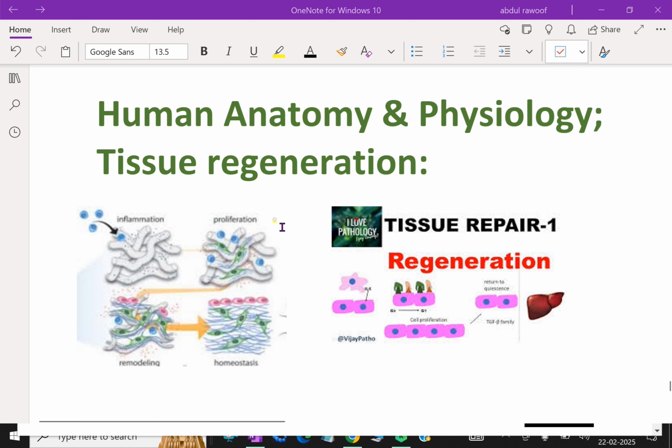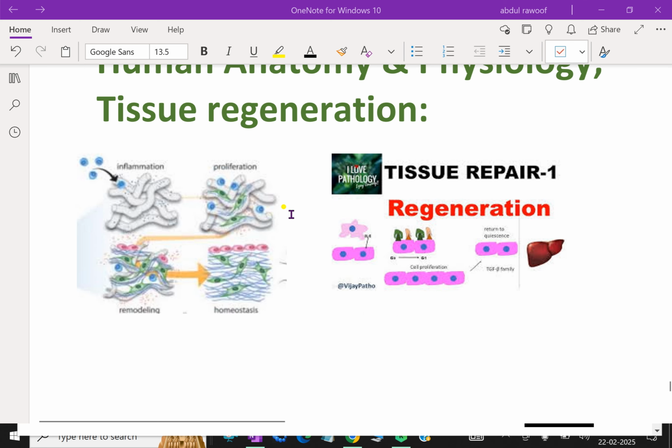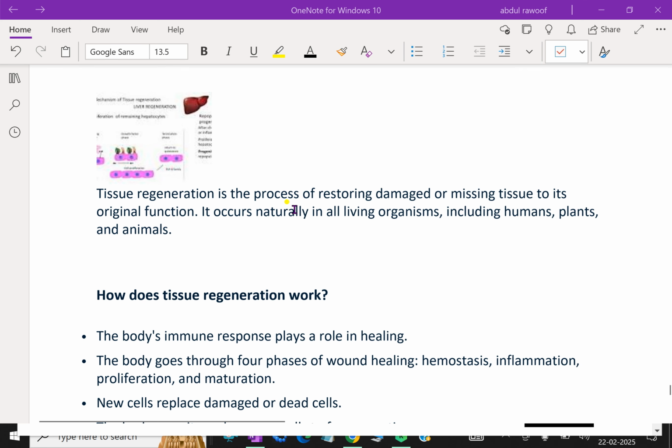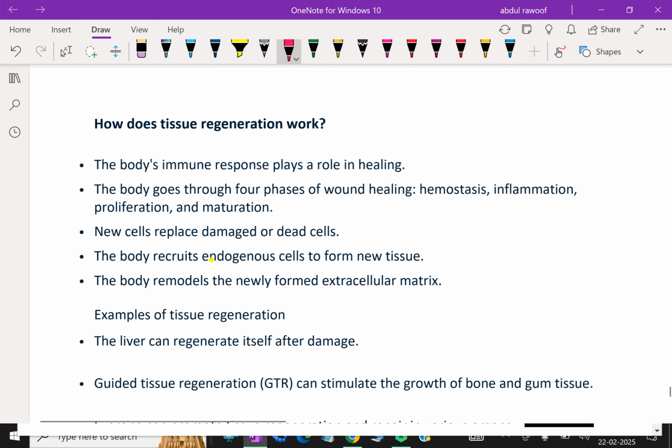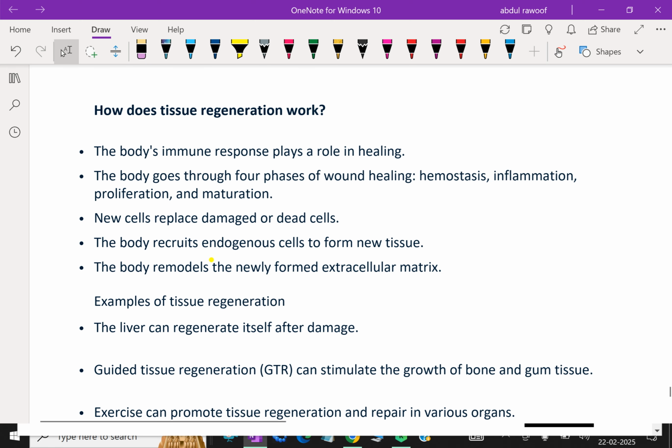Now let us further discuss tissue regeneration. Tissue regeneration is the process of restoring damaged or missing tissue to its original function. It occurs naturally in all living organisms, including humans, plants, and animals. How does tissue regeneration work?